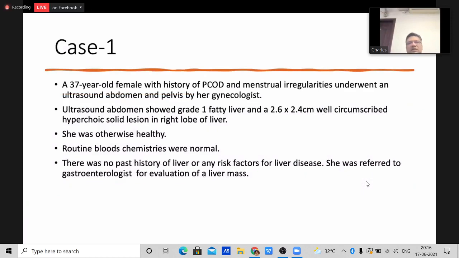So coming to the first case, we have a 37-year-old female with a history of PCOD and menstrual irregularities, and the gynecologist does an ultrasound abdomen for her to evaluate her PCOD. The USG shows a grade 1 fatty liver, and surprisingly, you see a 2.6 into 2.4 centimeter well circumscribed hyperechoic solid lesion in the right lobe of the liver. She's otherwise healthy, routine blood chemistry is normal, and there's no known liver disease, and there are no risk factors for chronic liver disease.